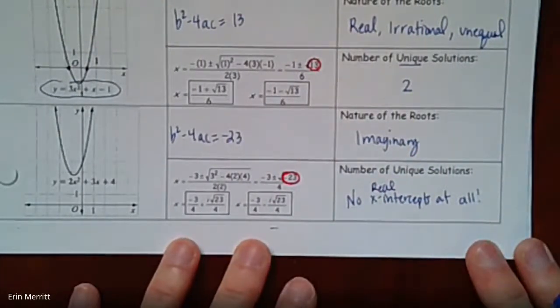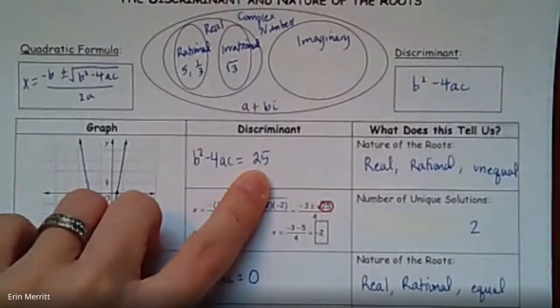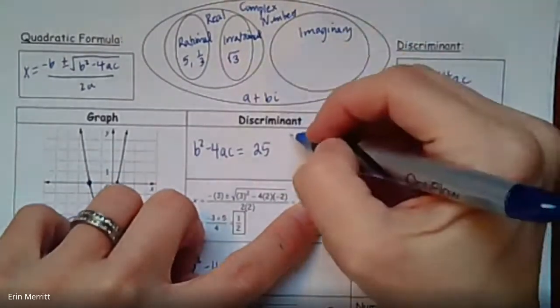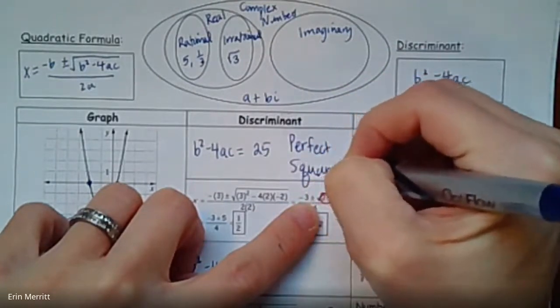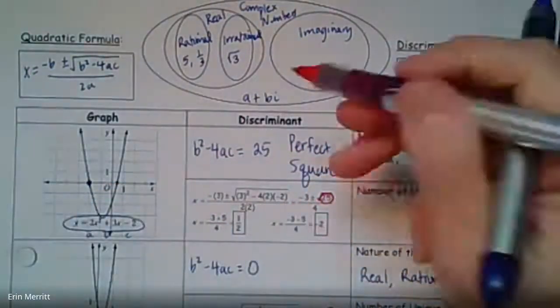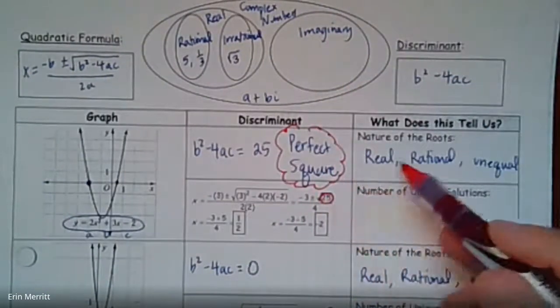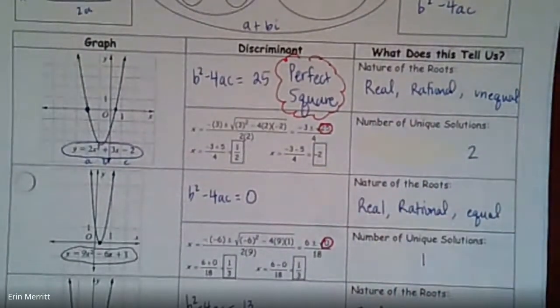So what are these four cases really showing us? Well, let's go back up. Here, 25, the reason that was special is because you could take the square root of it. So this was a perfect square. That's what was special about that 25. So there's case number one. When it's a perfect square, you're going to be able to take the square root. You're going to get these beautiful answers. So real, rational, and unequal because you get two different answers.